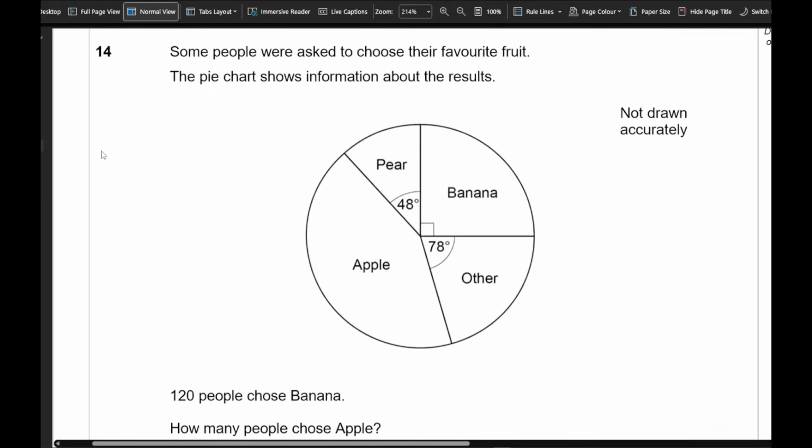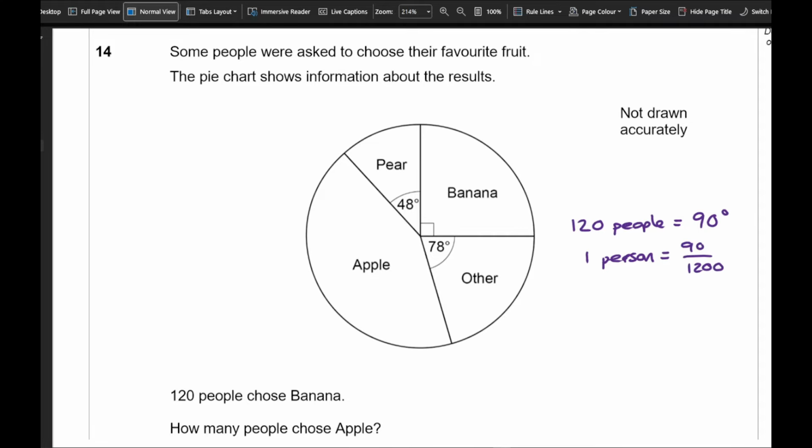For question 14, it says some people were asked to choose their favourite fruit. The pie chart shows information about the results. 120 people chose banana. How many people chose apple? So for this, what we know is that 120 people equals 90 degrees. So to work out how many one person is, we actually want to work out what 1 degree is, so actually we need to do the opposite way.